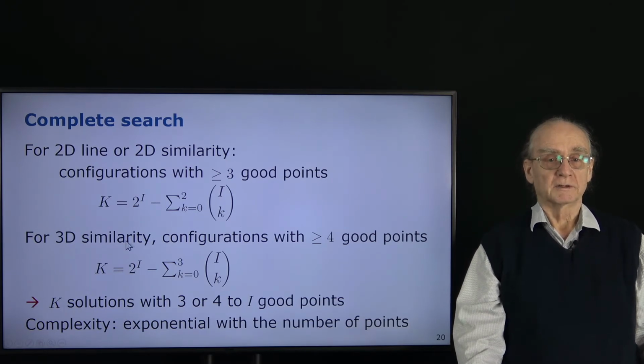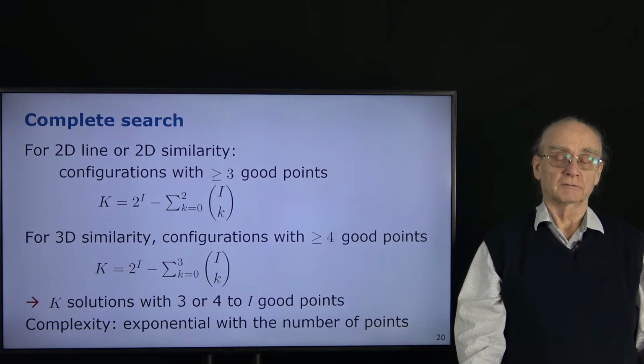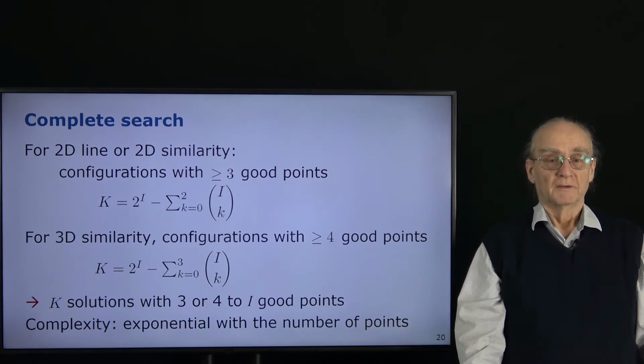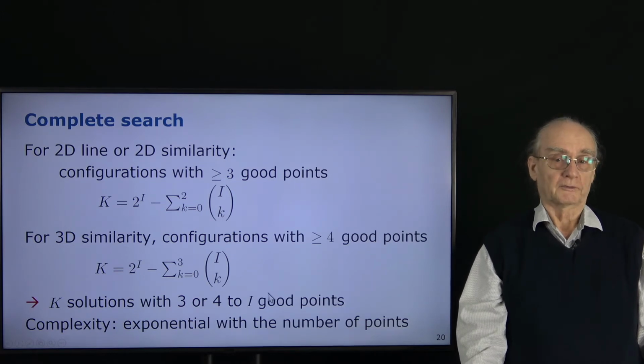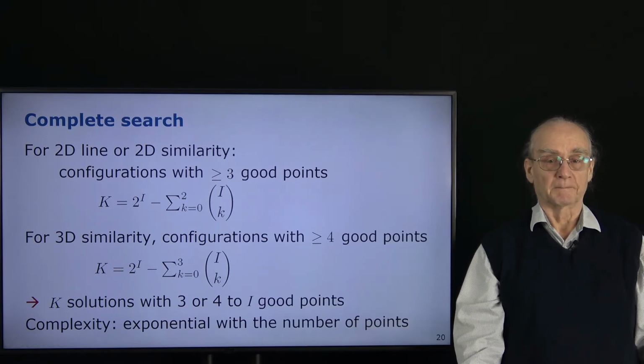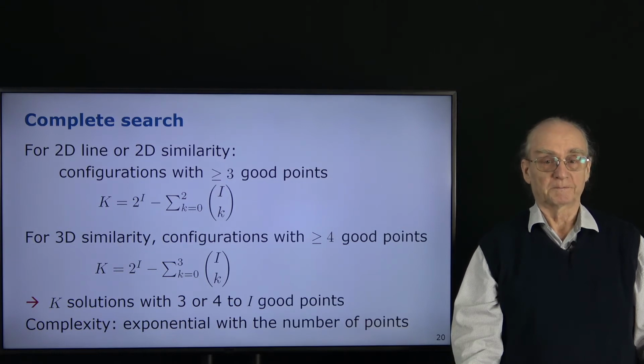The same holds, of course, in 3D, where we have to start with 4 good points in order to be able to take the residuals for evaluation. So altogether we get k solutions with 3 or 4 to I good points. And for each we have to evaluate whether this is a good or bad sample. Altogether, if we neglect these 2 terms compared with the 2^I, since they are small, the number of trials is going up exponentially with the number of points.